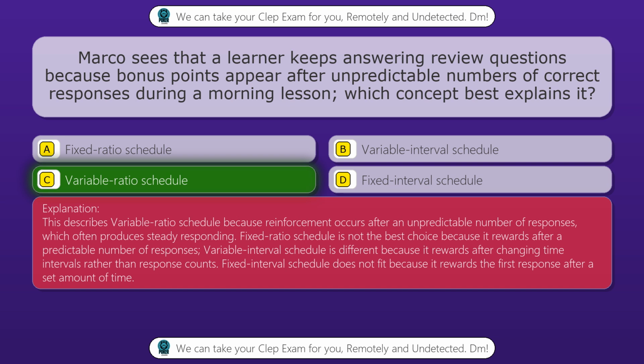This describes variable ratio schedule because reinforcement occurs after an unpredictable number of responses, which often produces steady responding. Fixed ratio schedule is not the best choice because it rewards after a predictable number of responses. Variable interval schedule is different because it rewards after changing time intervals rather than response counts. Fixed interval schedule does not fit because it rewards the first response after a set amount of time.